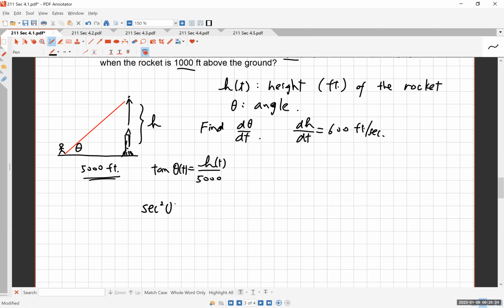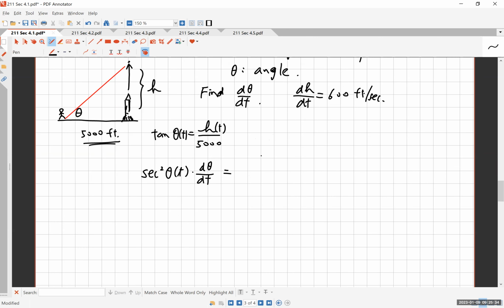You have secant square theta multiplied by, of course, the derivative of theta with respect to time, that's the implicit differentiation part, is equal to, now 1 over 5,000 is just a constant multiple. So 5,000 will remain in the denominator. The top just becomes dh dt, which we already know, by the way. That's 600 feet per second over 5,000. At this point, you can simplify this if you like. That's just 6 over 50. You could actually write this as 3 over 25.